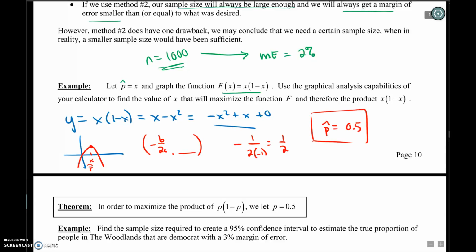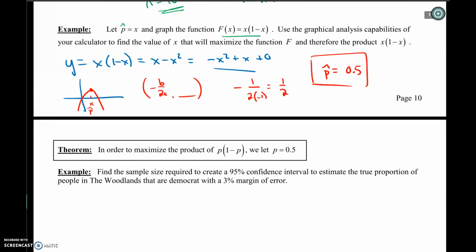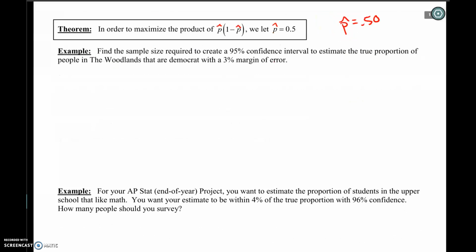Okay? And this is all stuff you should know. All of you should know that. But in stats, we don't really care about the proof of it. You're not responsible, I should say. We do care about the theorem: in order to maximize the product of p hat q hat, we simply let p hat equal 0.5. So if you want to play it safe, put in 0.5, 50%, and then your sample size is always going to give you what you need, and maybe even give you better than what you need.